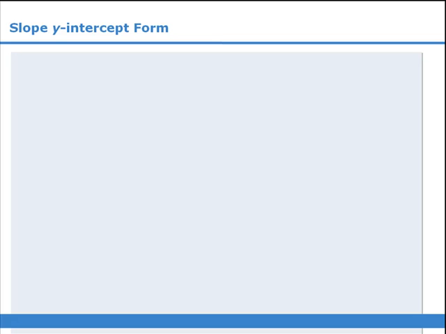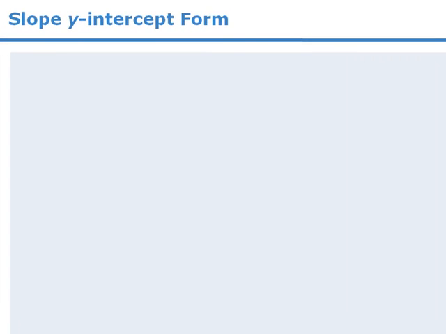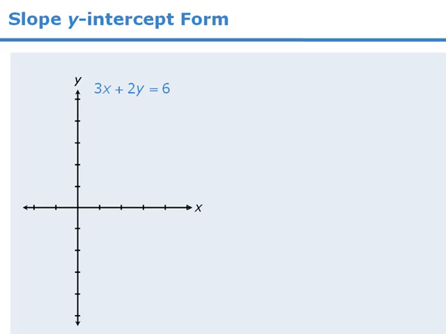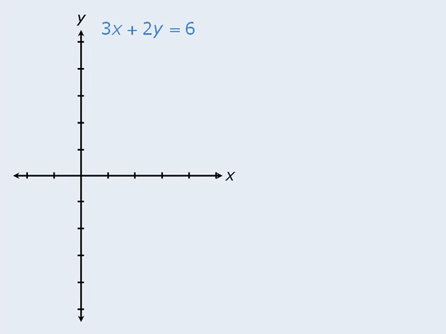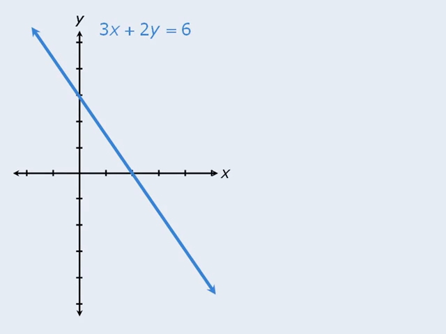In this lesson, we will examine the slope y-intercept form for writing the equation of a line. Now this equation, 3x plus 2y equals 6, is not written in slope y-intercept form. As such, it is difficult to picture what the corresponding line looks like. Well, the line looks like this.